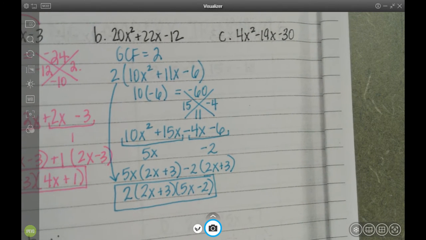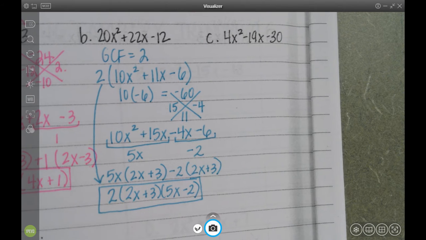Okay, I'm going to let you start this next one without me. 4x squared minus 19x minus 30.